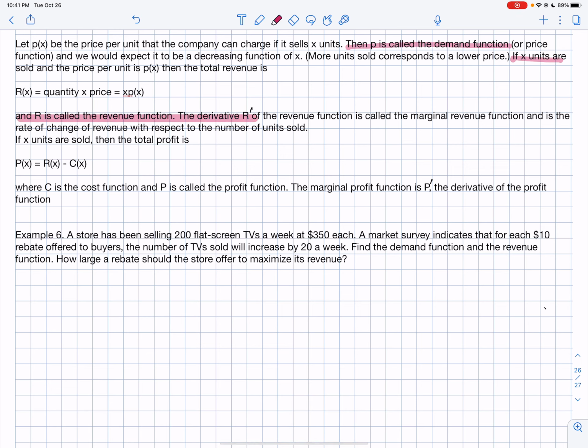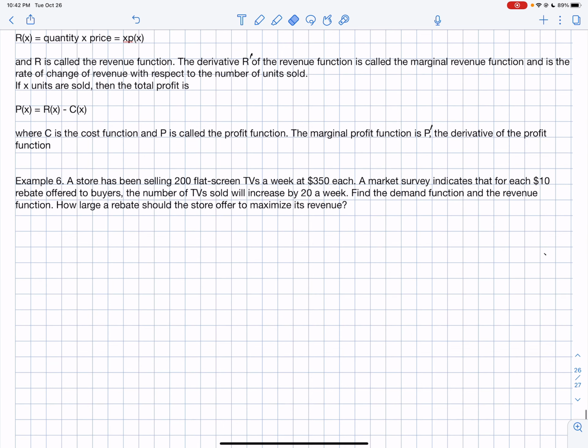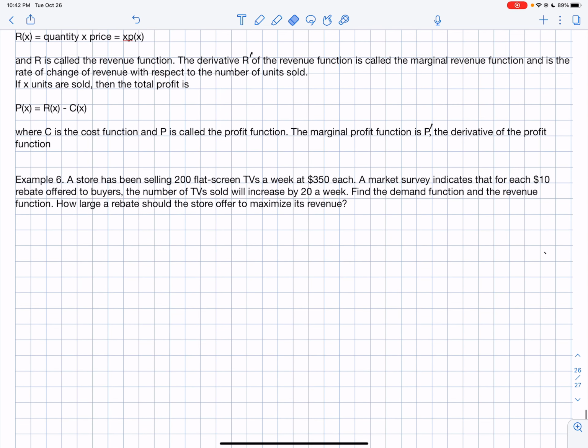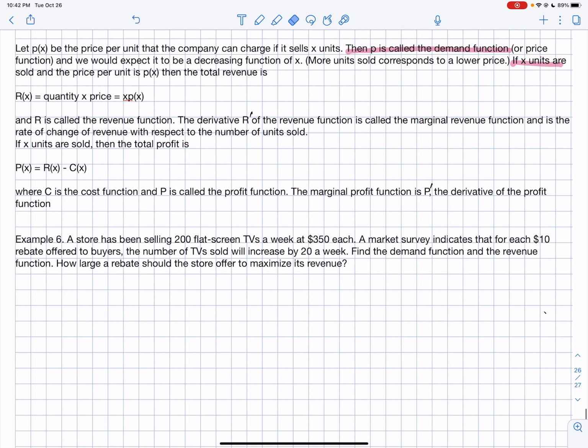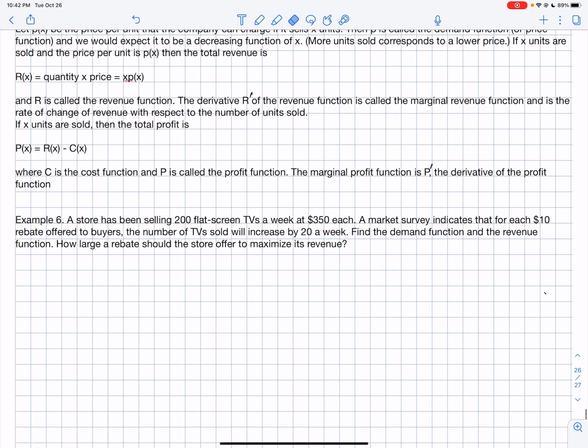We take the first derivative of the revenue function. This is called the marginal revenue function, and it is the rate of change of the revenue with respect to the number of units sold. If X units are sold, then the total profit will be P of X equal to R of X minus C of X, where C is the cost function and P is called the profit function. The marginal profit function is P prime. It is the derivative of the profit function. So we will go back to this definition when we solve the problem below.